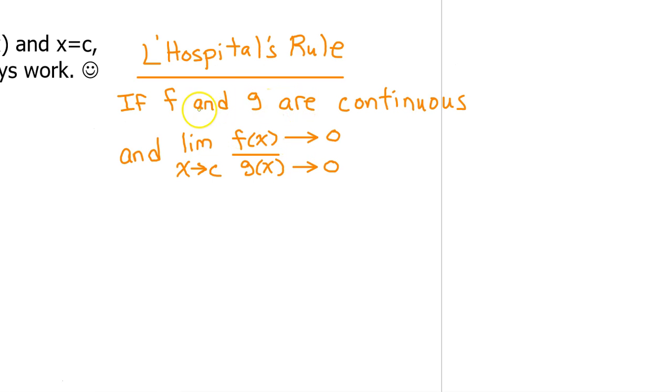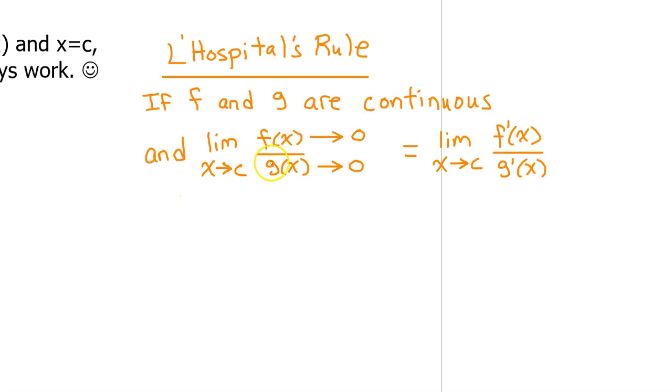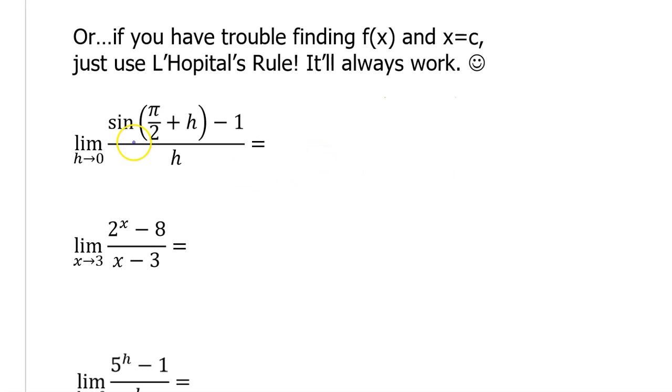L'Hopital's rule says that if f and g are both continuous, and if direct substitution yields 0 over 0 for f and g, then the original limit is equivalent to the limit of f prime over g prime. In other words, you can take the derivative of the numerator and the denominator without changing the value of the limit. Before we can use L'Hopital's rule, we must show that direct substitution gives 0 over 0.